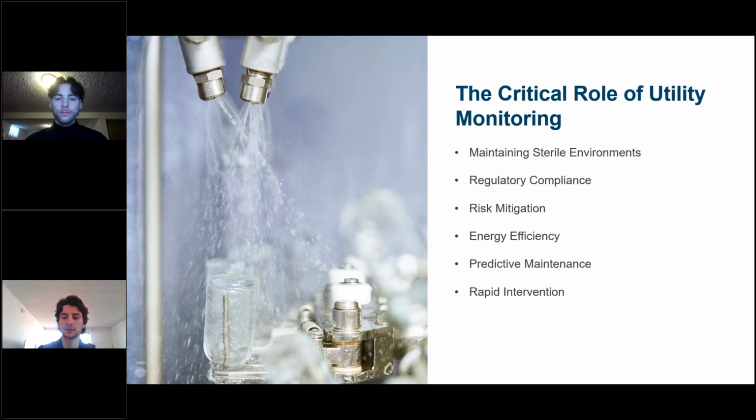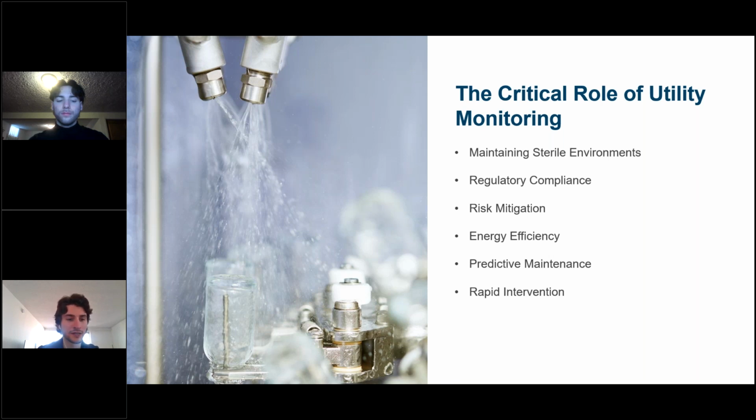Another key point would be predictive maintenance. So continuous monitoring of utilities can predict equipment failures or deterioration before they lead to contamination risks. So preventative maintenance based on real-time data can extend the life of critical utility equipment.